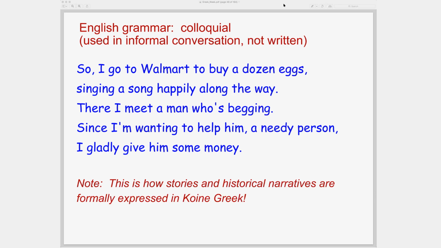Okay, so this is how stories and historical narratives are formally expressed in Koine Greek. In other words, this is the proper way to express a story or a historical narrative. Most of the Bible is narratives about things that happened. At the time of writing, they were in the past, but they were expressed as if the writer was there in the past, but speaking in the present. And I'm just showing that informally we do this in English.